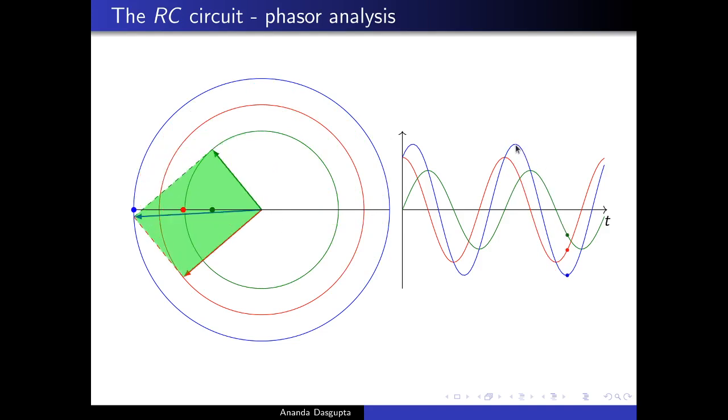Let me just indicate that this is the total voltage. It peaks at this time t here. Orange indicates the voltage across the resistance that actually peaks a bit earlier. That's what lead means. And green, the voltage across the capacitance, peaks later. That's what it means when you say it lags.